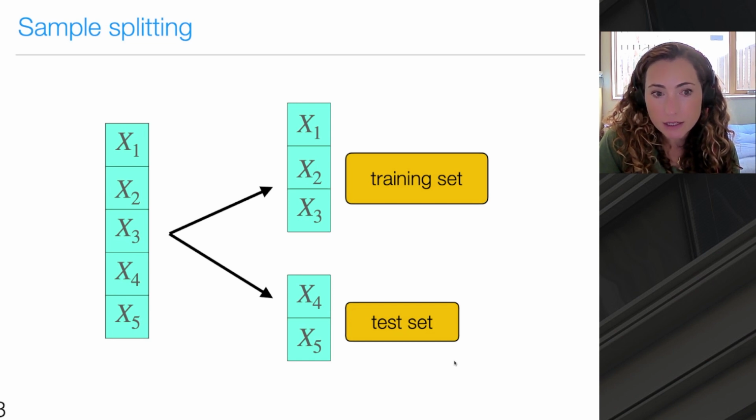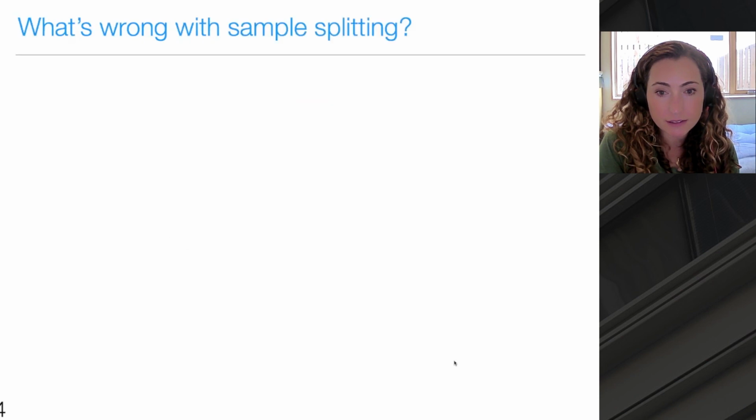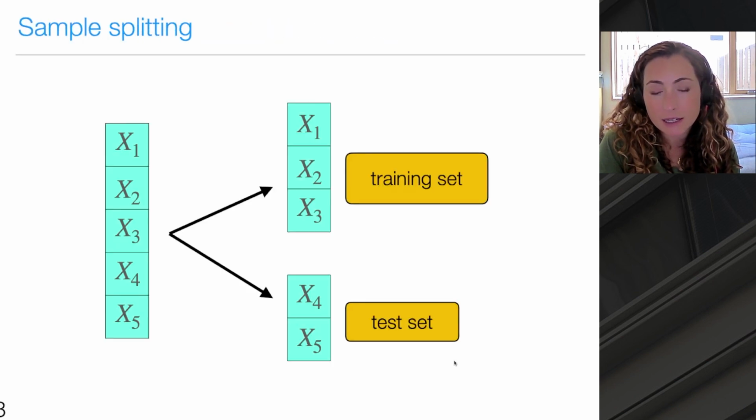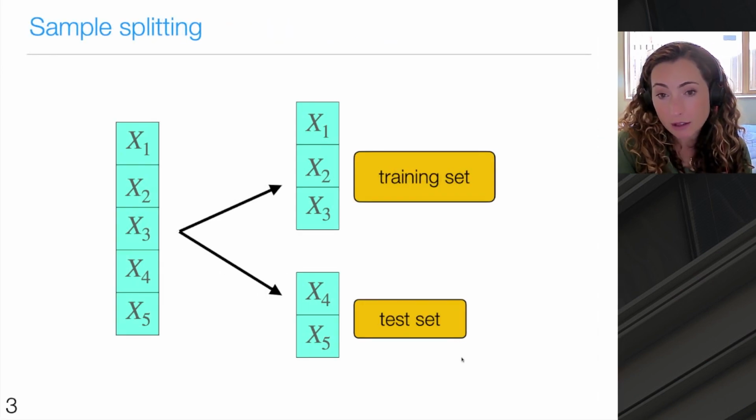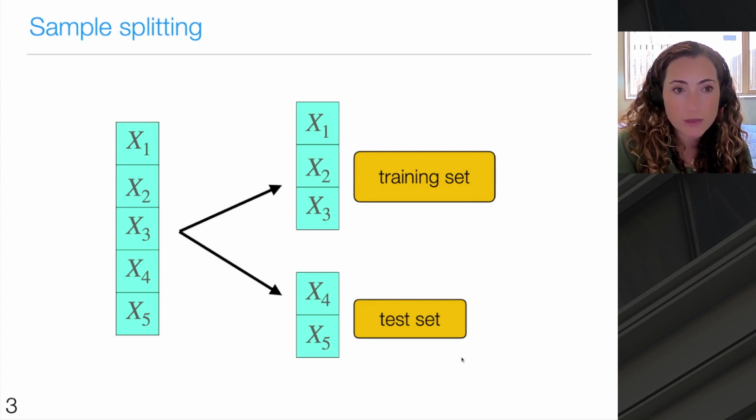As long as my initial observations are independent, then x1 through x3 and x4 through x5 will be independent. So we'll have independent training and test sets. That means I can, for example, fit a model on the training set and estimate its error on the test set, or generate a hypothesis on the training set and test it on the test set, and I'm good to go. Of course, sample splitting is extremely popular, and it's a key tool in the toolbox of any applied data analyst.